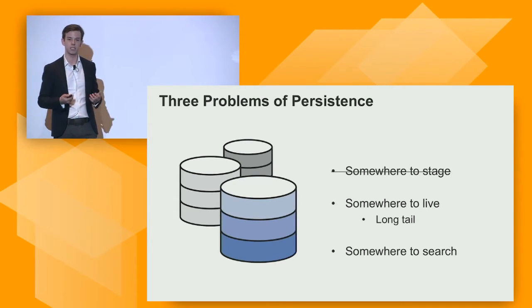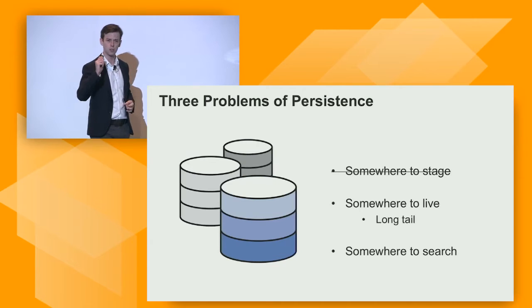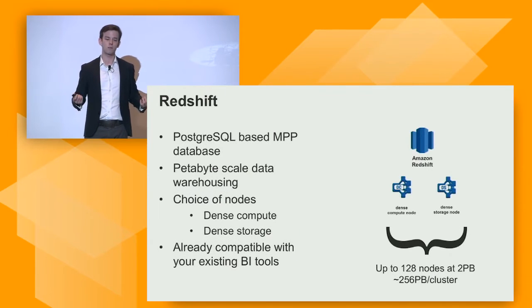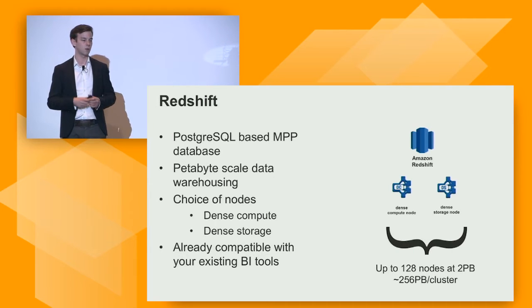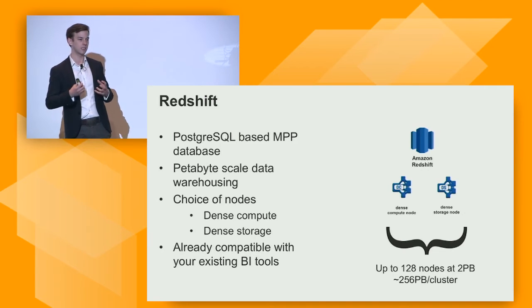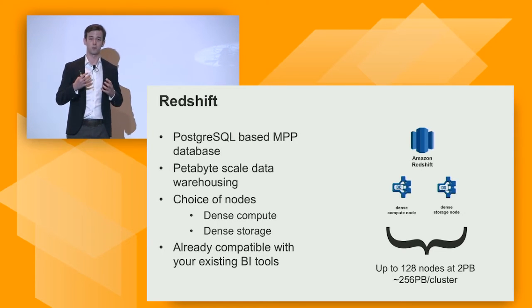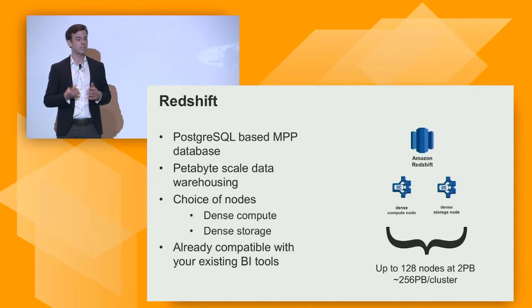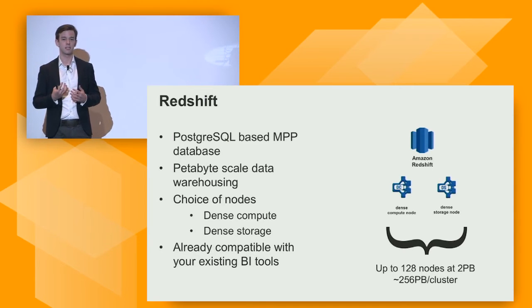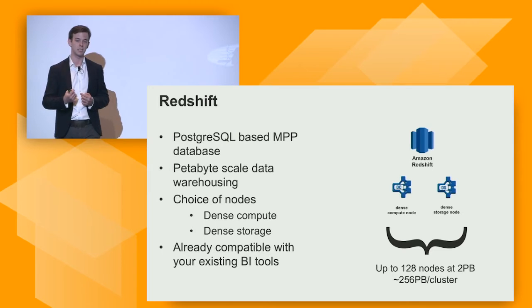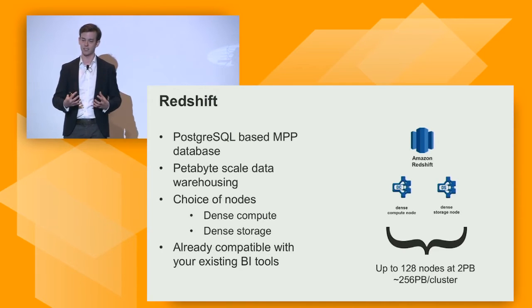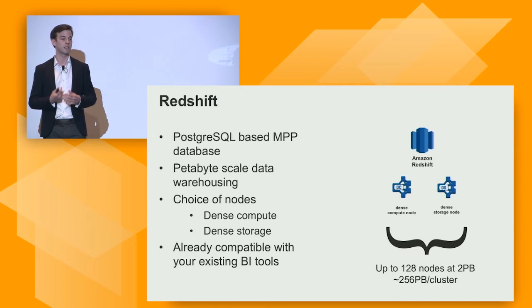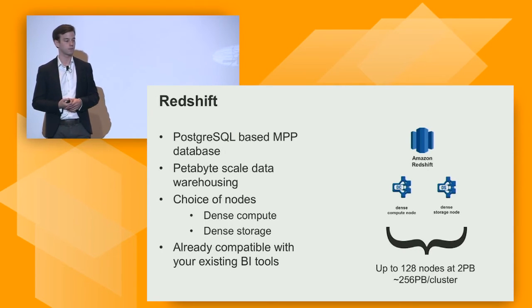So my next option is somewhere to live, and specifically somewhere for the long tail to live. And this is where Redshift comes in. Redshift is a petabyte scale data warehouse. It can scale to a quarter of an exabyte. This is the lowest price point for a large-scale data warehouse. This is also Postgres-based. This means that you can continue to use many of the business intelligence tools that you're familiar with today, and your data scientists, your data engineers, can continue to use a lot of the platforms that they have already grown their career through.